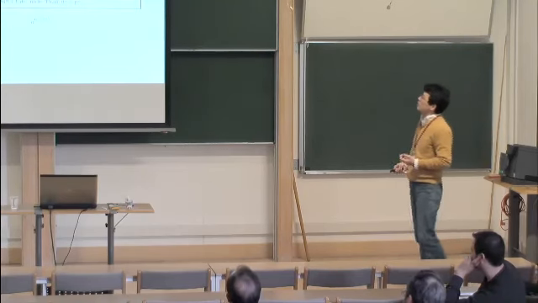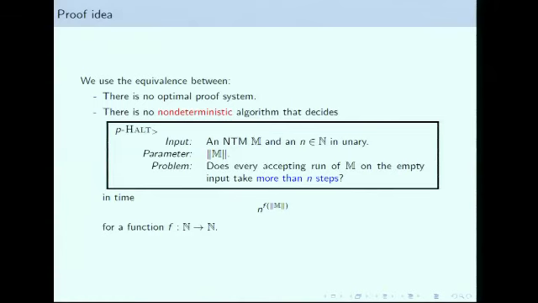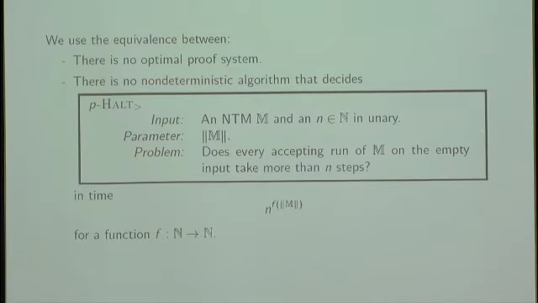So the idea would be using the equivalence I mentioned in some of the previous slides: the equivalence between there being no optimal proof system and there being no non-deterministic algorithm that decides this halting problem in time n to the power of f of the length of n, for a function f. Using the previous technique we used to prove there is a hard sequence for every deterministic algorithm.